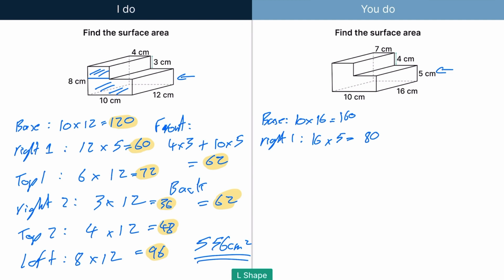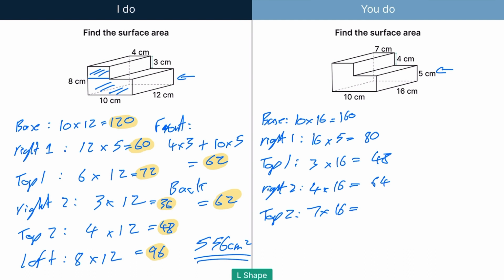And then we can go to this one here. So just keep going up this. That will be 3 times 16. And I can call this top 1. And then if I go up 1 again, we can call this right 2. So that'll be 4 times 16. And then I go up 1 again, and that'll be top 2. And that's 7 times 16. And that then becomes 112.